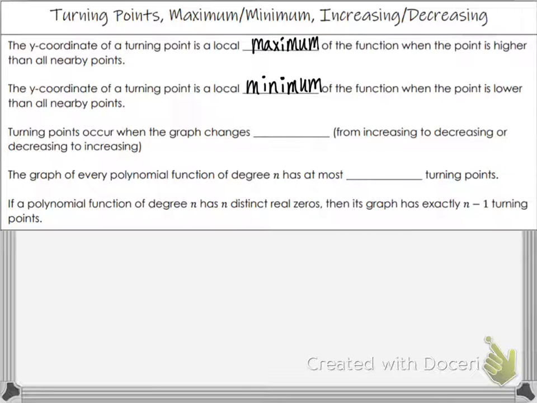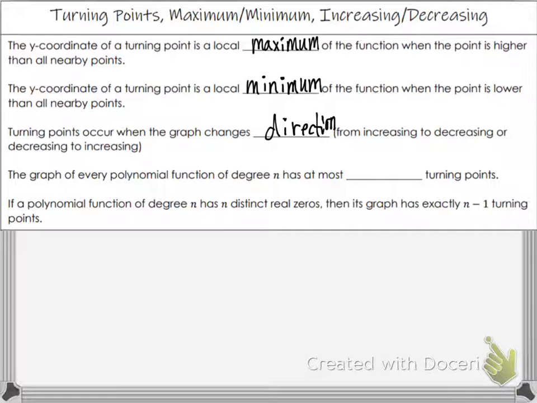Now let's talk about turning points, because the first two were talking about turning points, right? Turning points occur when the graph changes direction. So that's where it goes from increasing to decreasing. That's what we call a turning point. Or when it's going from decreasing to increasing, that's a turning point. So when my graph changes direction. Does that make sense? Turning points occur at our local maximums and our local minimums. Okay?